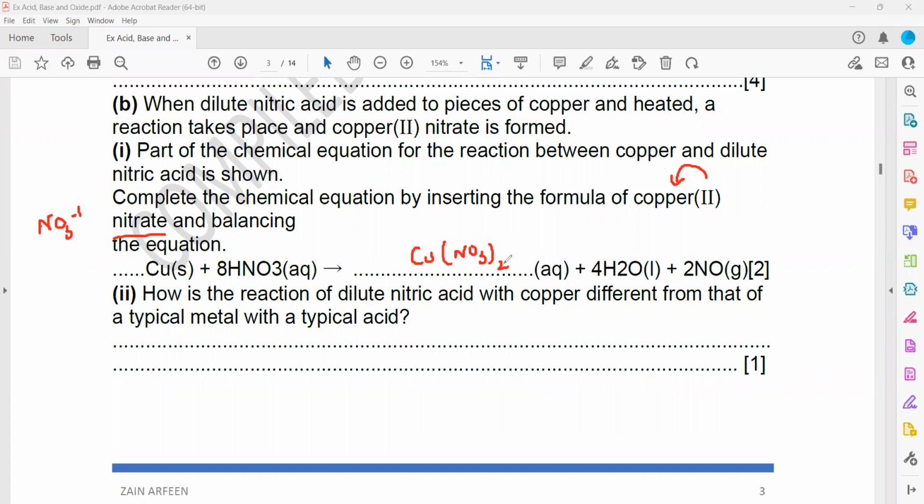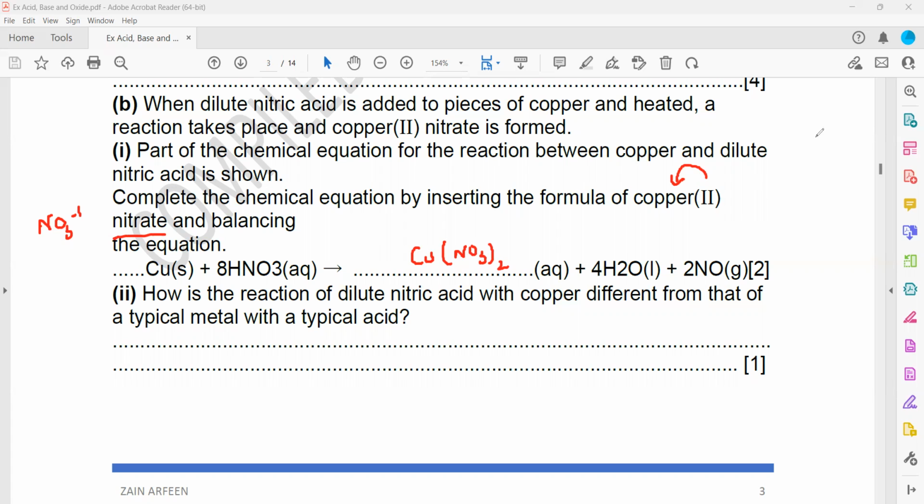Because it's a nitrate: if it was a nitrite, then copper is +2 and nitrite is -3, then in that case it would be Cu3 and 2. But because it's a nitrate, the nitrate valency is -1. NO3 with a charge of -1. Then we have to balance the equation. We can only put a number before copper or here, no other. So what should the number be?